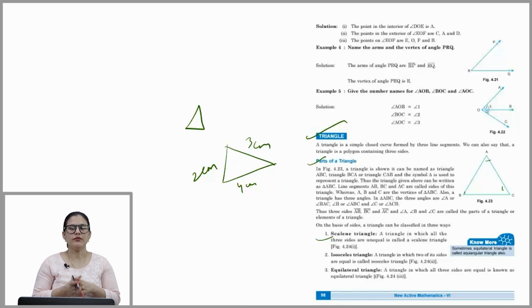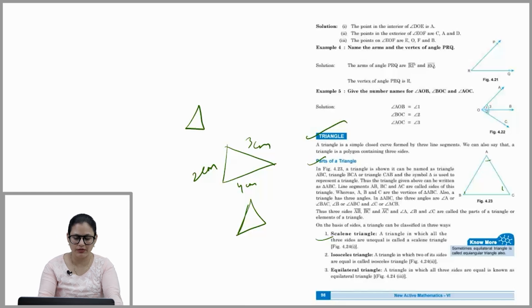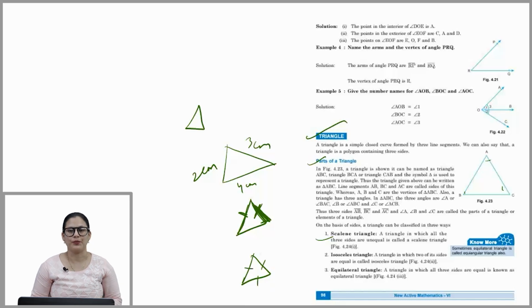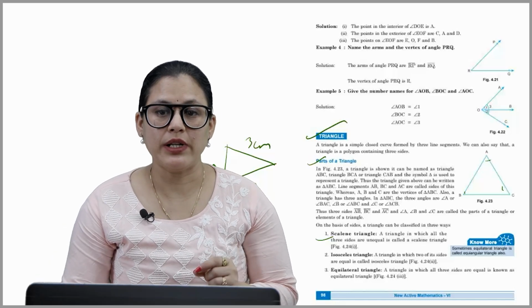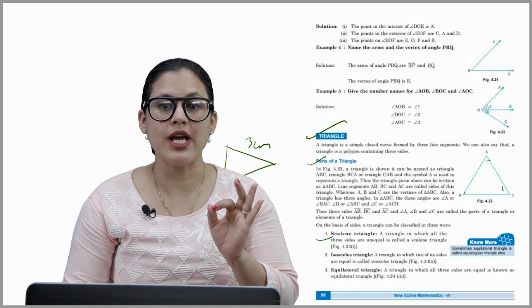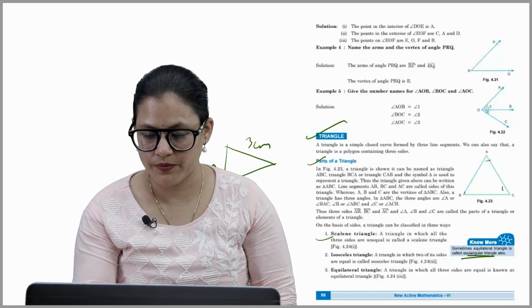Number 2, isosceles triangle. A triangle in which two of its sides are equal is called an isosceles triangle. Though figures are given on the next page, I am telling you here. See, an isosceles triangle has two equal sides. And number 3 is equilateral triangle, in which all three sides are equal, means this, this and this, all three sides are equal. Sometimes an equilateral triangle is also called an equiangular triangle.